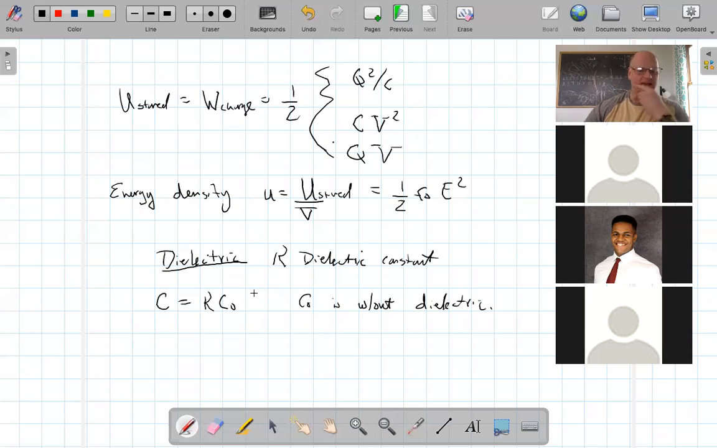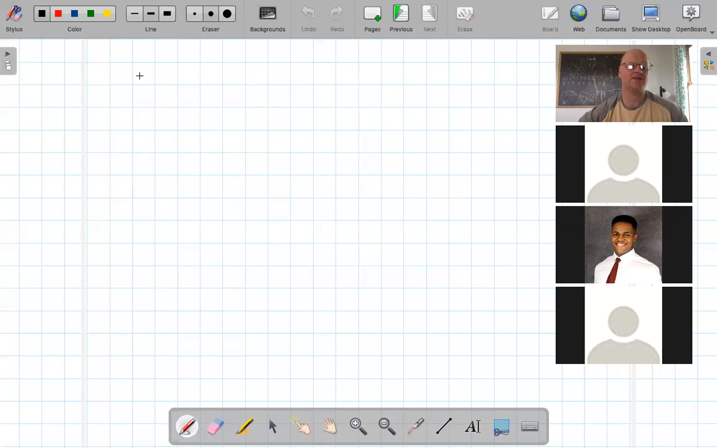Now, what this did and how it affected the circuit depended on how I inserted it. So here we inserted it one of two ways. So either it was connected to a battery, or if it was disconnected from a battery. So let's talk about each one of those two cases.